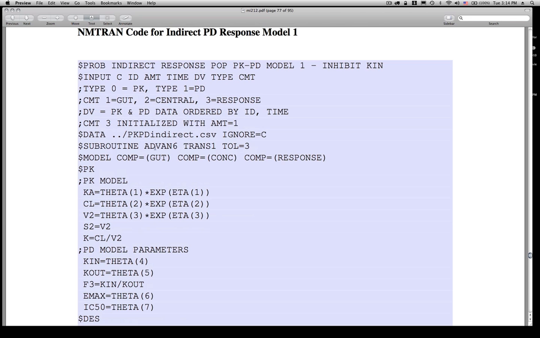So we have a subroutine ADVAN6 differential equation model, TRANS1, TOL equals 3. Tolerance 3 is a good starting point. You might need to increase that depending upon numerical integration difficulties. There are 3 compartments here: gut, central compartment for concentration, and the response compartment.